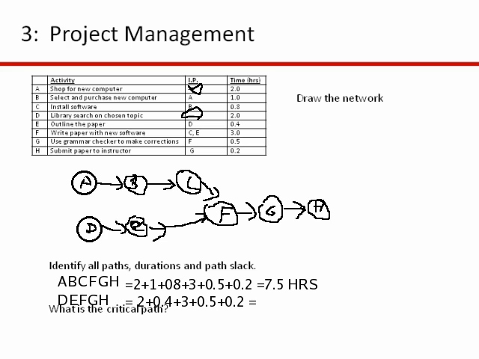And I hope I did the math right there. Let me know if I didn't. So 6.1 hours. All right, so when you look at how long it's going to take to get the entire network done, it's going to take 7.5 hours. And so the critical path is the longest path. And so in this particular case, the critical path is A, B, C, F, G, H.